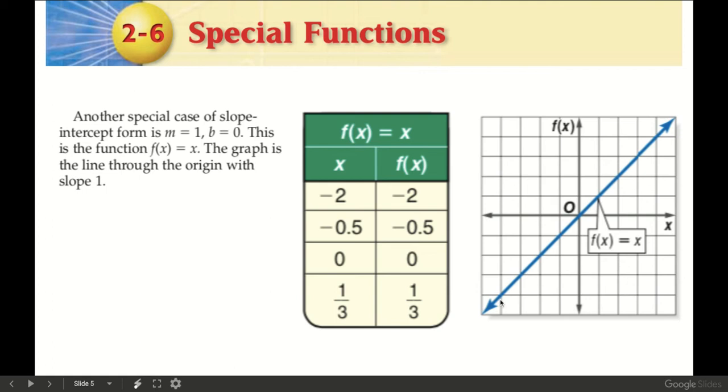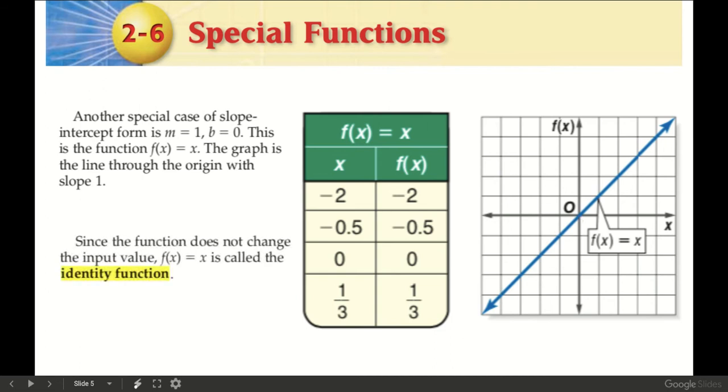So this would be where all your x values match exactly with your y values, creating a line with a slope of 1 and a y-intercept of 0. This is what's known as an identity function. The main reason it's called an identity function is because the x and y values are identical, right? And that's what creates this line with a slope of 1 and a y-intercept of 0.